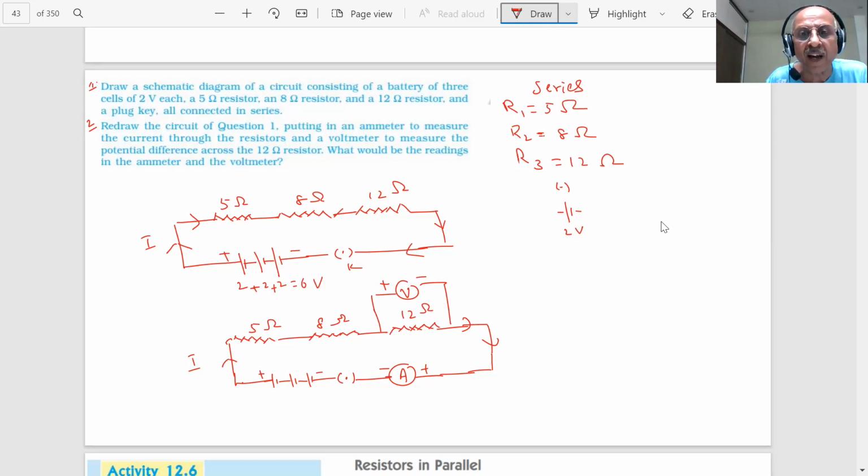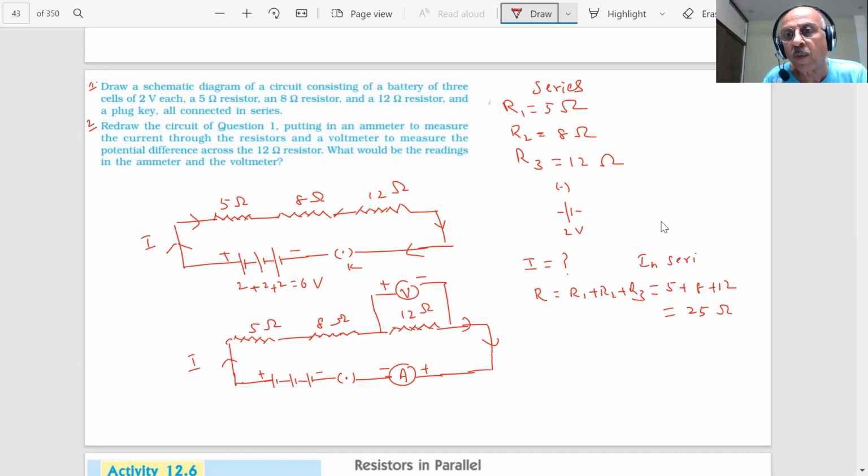What is the final thing? What would be the reading in the ammeter? You have to find the value of I, the total current. First we have to find the total resistance: R1 plus R2 plus R3, 5 plus 8 plus 12. How much is that? 25 ohms in series. The circuit is in series.